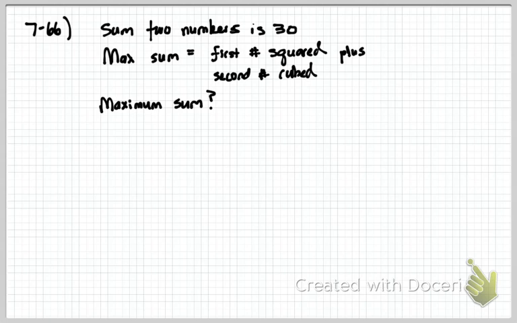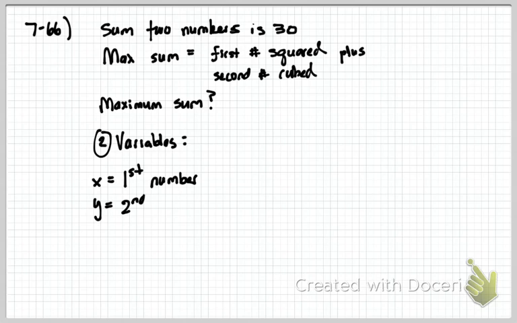Alright, so again we'll go through our steps. We don't need to draw a diagram here, so we'll go to our second step, define our variables. Let's just start out with 2 so you guys kind of remember. So variables. First number, we'll call that x. We'll call y our second number.